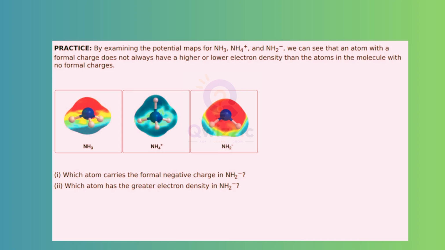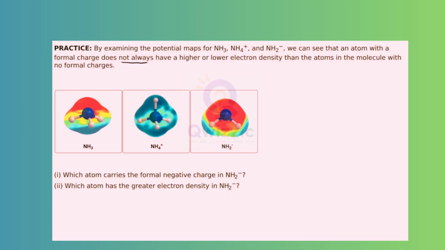Alright, hi everyone. So for this question, it says that by examining the potential maps for NH₃, NH₄+, and NH₂-, we can see that an atom with a formal charge does not always have a higher or lower electron density than the atoms in the molecule with no formal charges. And here we're given a potential map for each molecule listed.